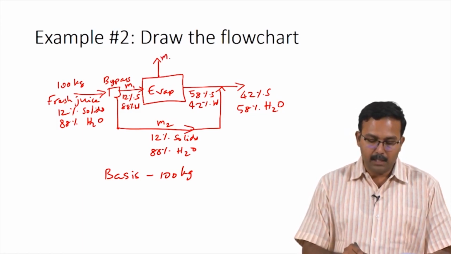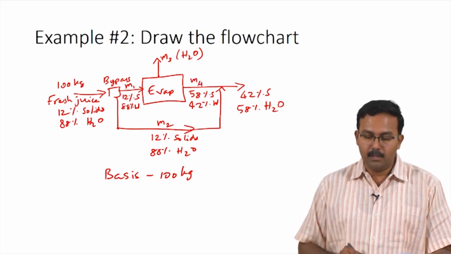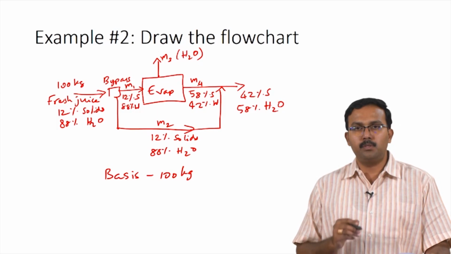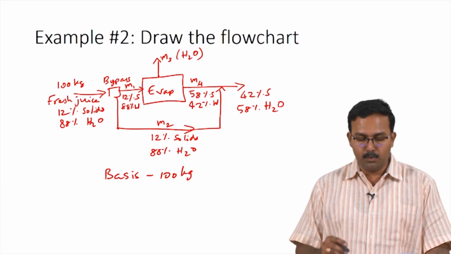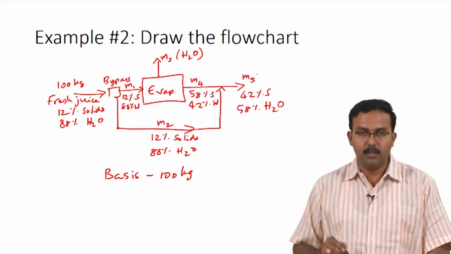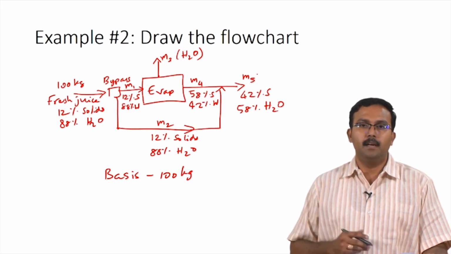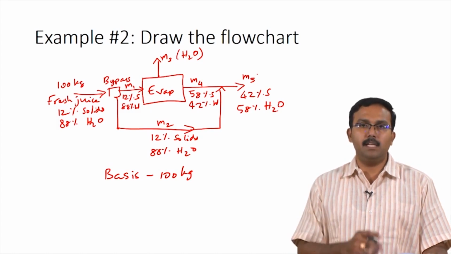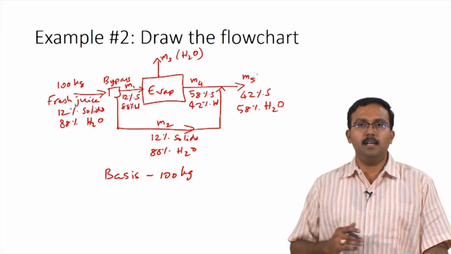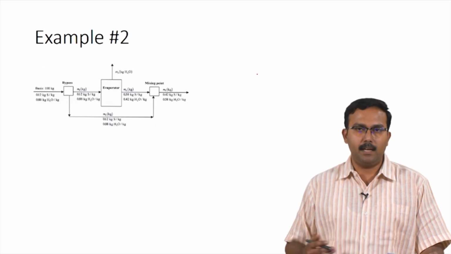So, you have m3 kilograms of water which is leaving the system as the evaporated water vapor and you have m4 kilograms of concentrated juice which is leaving the evaporator. So, this concentrated juice m4 is mixed with m2 to produce m5 kilograms of your final product which is the 42% solids containing juice. Now, this gives us the flow chart describing the entire process that has been given to us in the problem. With this flow chart, let us try to solve for the parameters that have been asked for. As I had already mentioned, the basis is 100 kilograms.